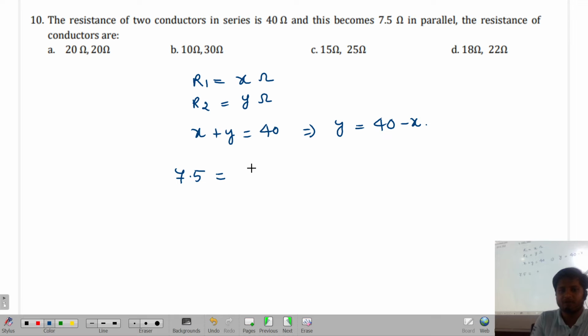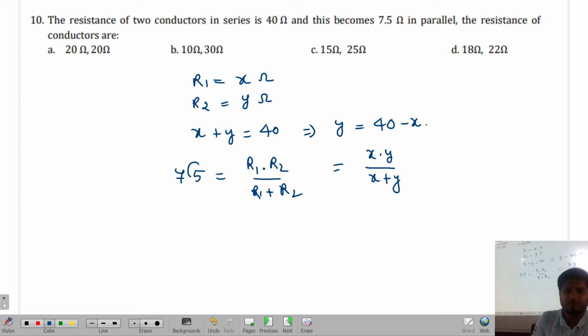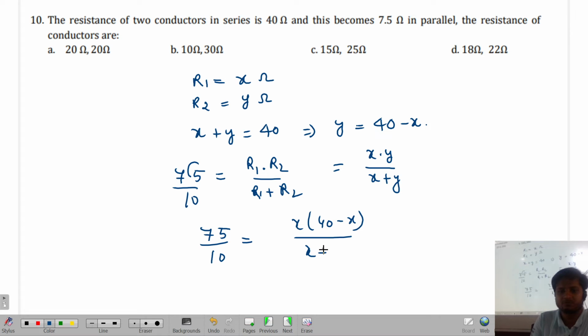When X and Y are connected in parallel, this is 7.5 ohm. So 7.5 is equal to R1 into R2 divided by R1 plus R2, that is X into Y divided by X plus Y. 7.5 is 75 by 10. Then 75 by 10 equals X into 40 minus X divided by X plus 40 minus X. X cancels, 40 over here. 0 cancels, 75 into 4. Do it, you will get it.